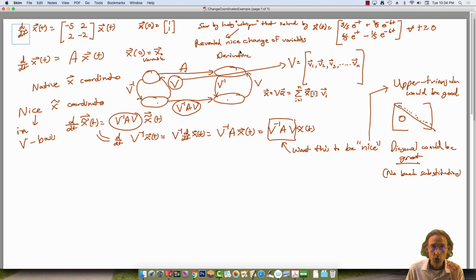So now we know what we're looking for. We're looking for a basis that has eigenvectors in it. So let's see if we can work it out for this example. Let's do it to make everything very precise.